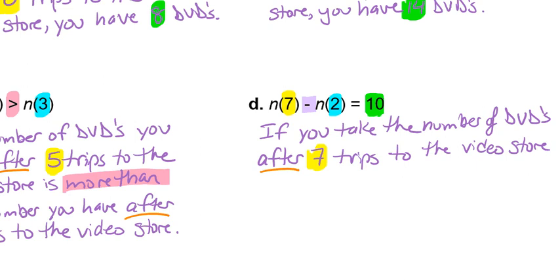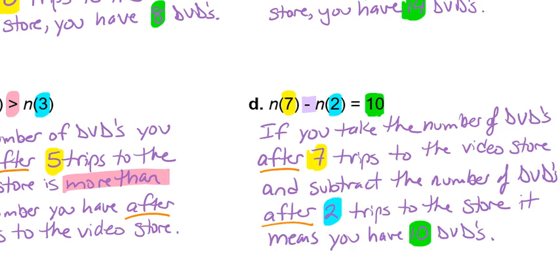So here we're saying that basically we've purchased 10 DVDs, and it means you have 10 DVDs. So that means that on the 3rd trip, the 4th trip, the 5th trip, the 6th trip, and the 7th trip, if you add up all the DVDs you bought, you would have 10 DVDs just from those trips.